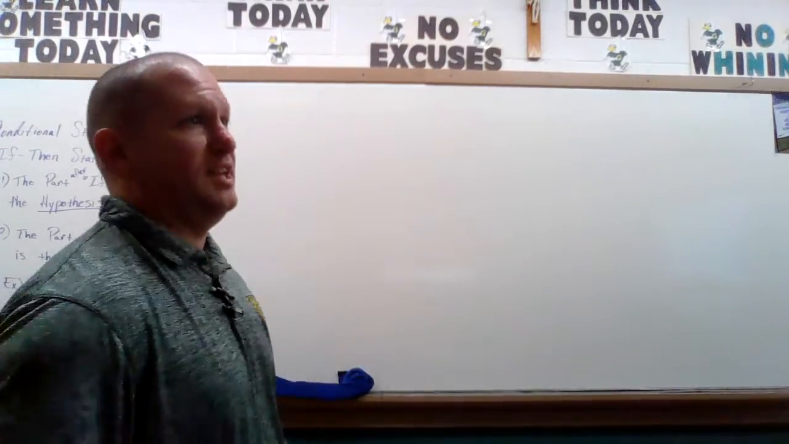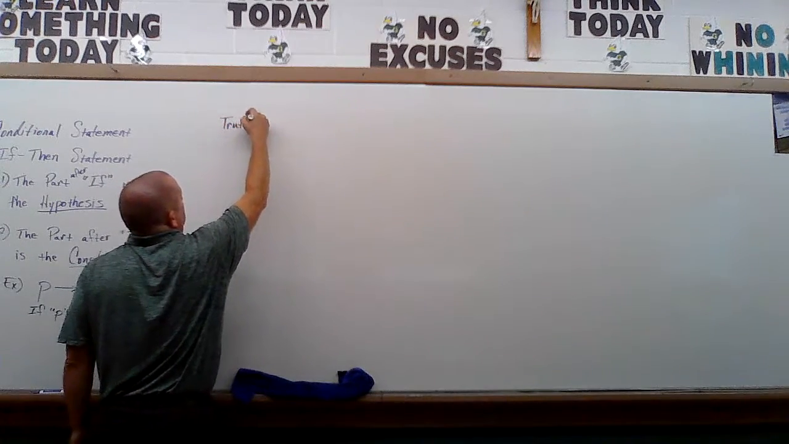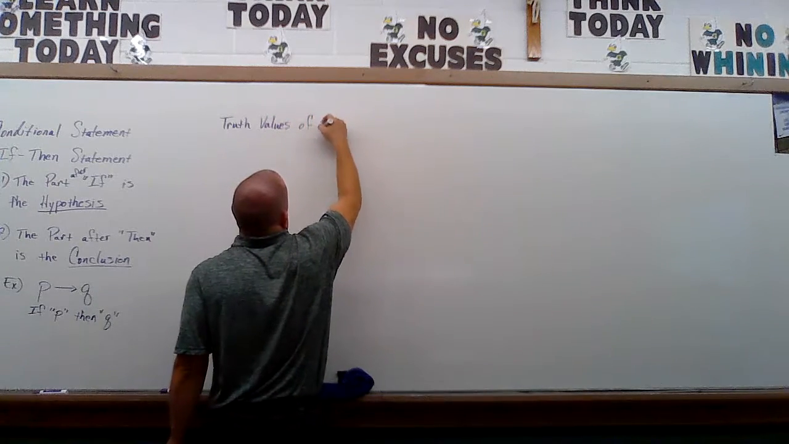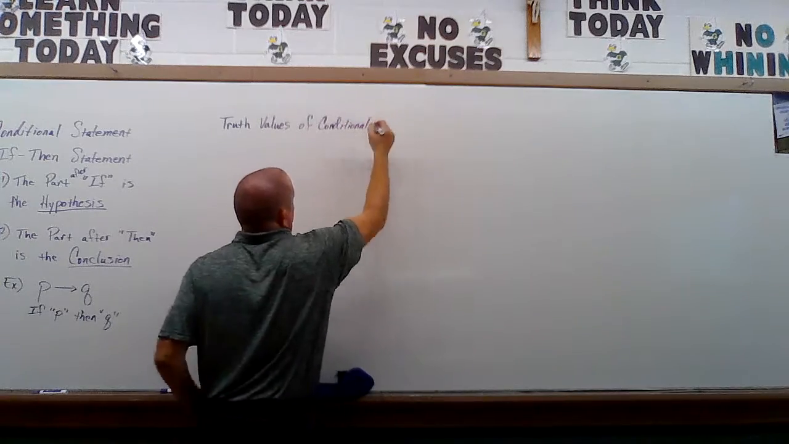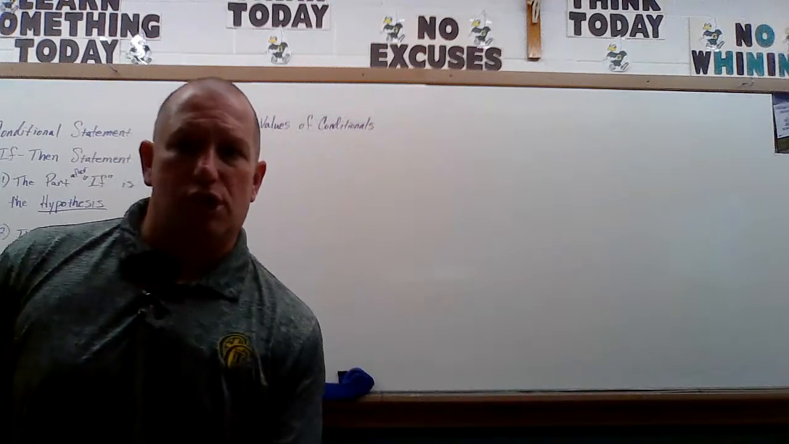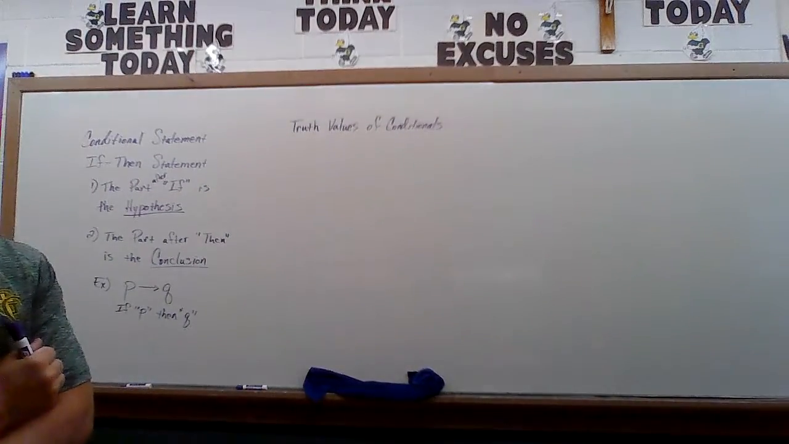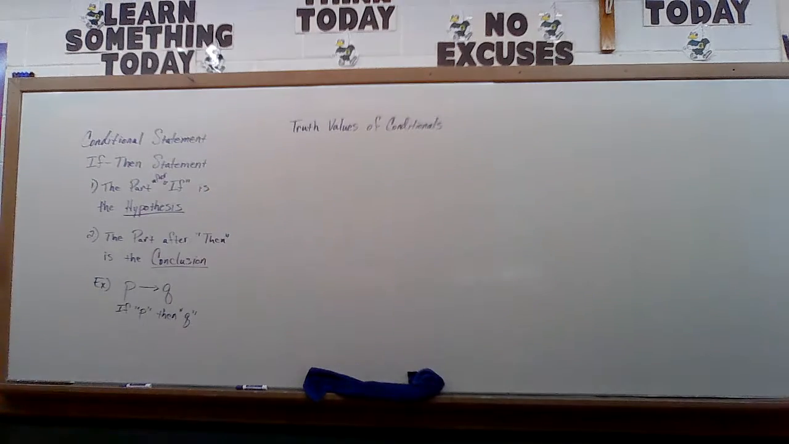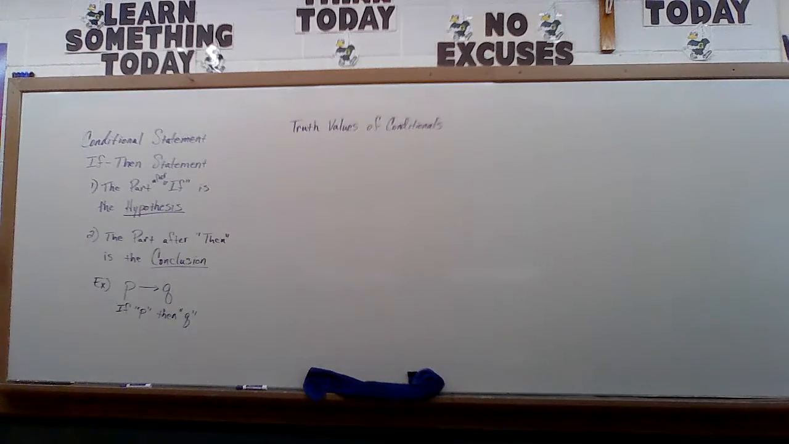So the next part of this then is truth values of conditionals. So this would be kind of what we did in the previous section when we made those little charts. We're basically saying, is this true or false? And we're trying to figure out, is the hypothesis true? Is the conclusion true? It's all a possibility that some of them are true, some of them are false. Part of it is true, part of it is not.